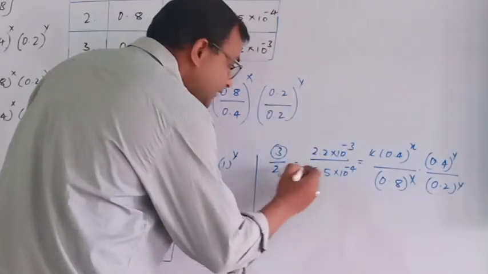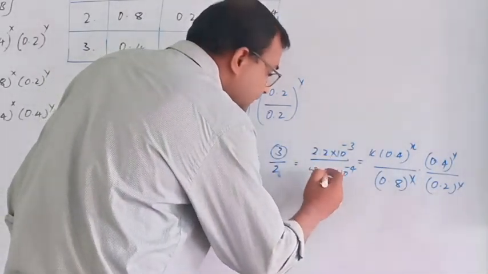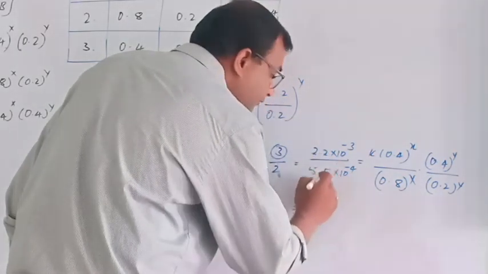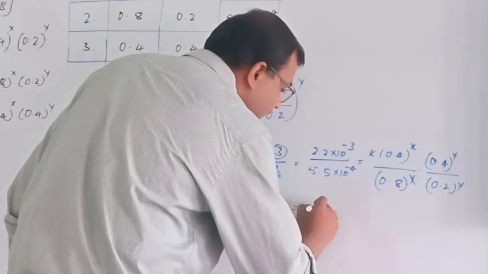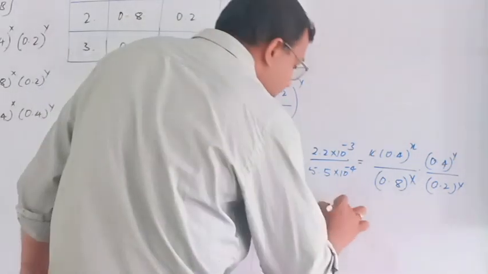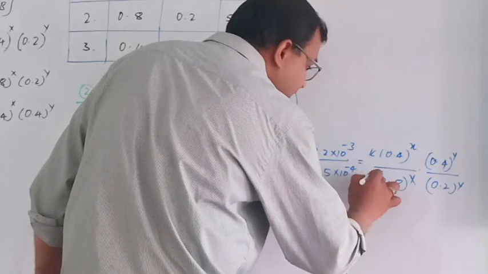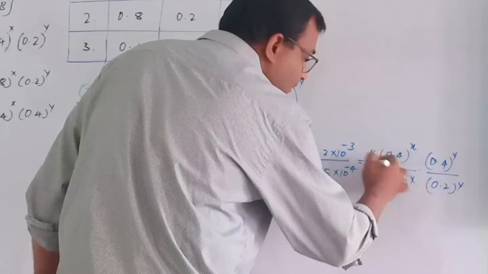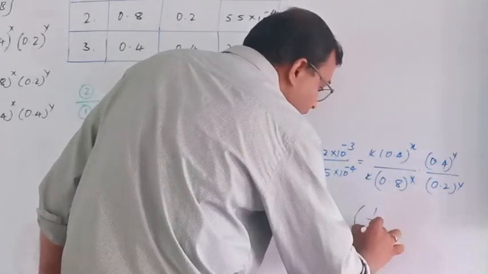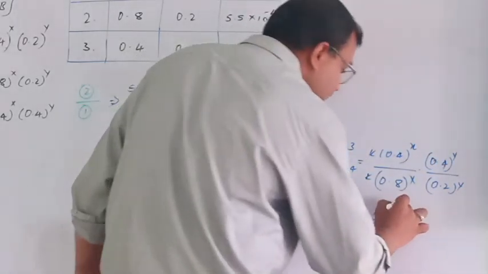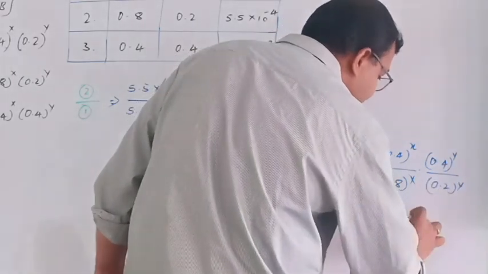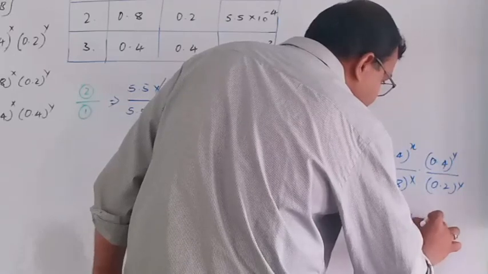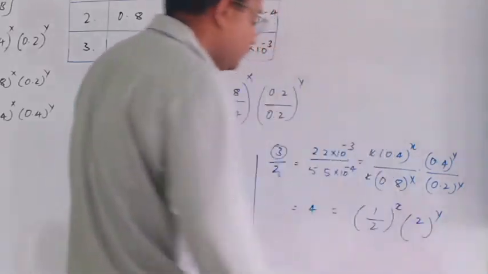Or simply we simplify this. How much will you get here? I can solve this, 2.2 to 22.4. Almost you will get the value 4. This is k, k gets cancelled. Then this is x, so 1 by 2 power x. Then this is nothing but 2 power y.